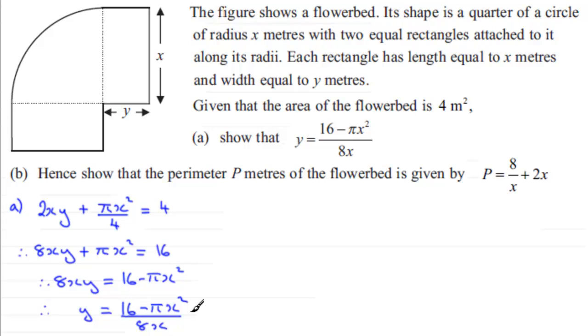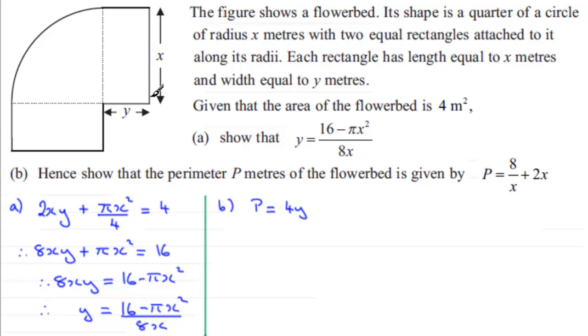Okay, so that's part A. Now we just need to do part B. And for part B, we've got to show that the perimeter p meters of the flower bed is given by this equation here. Well, to get the perimeter, all we need to do is sum the lengths around the outside of the shape. So let's take the width of the rectangle, y. You've got y here, you've got y there, you've got y there, and you've got another y there. You've got 1, 2, 3, 4y. Okay, so we've got 4y.